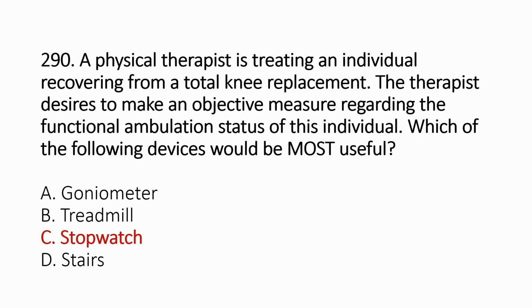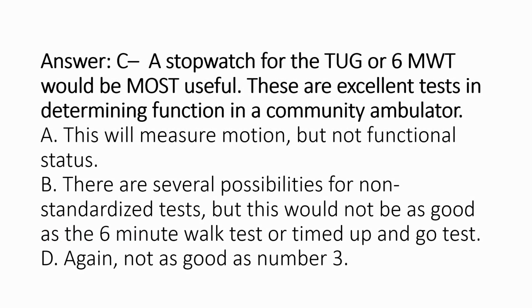Option C, stopwatch. Explanation for this question is, Option C, a stopwatch for the TUG or 6MWT would be most useful. These are excellent tests in determining function in a community ambulator.